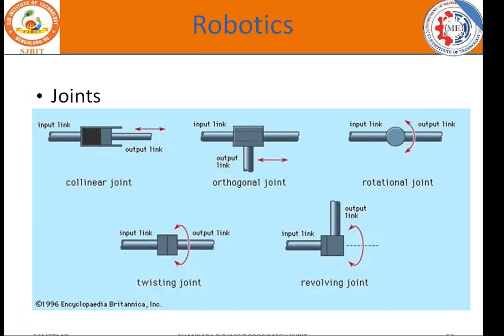The different types of joints of the robot are collinear joint, orthogonal joint, rotational joint, twisting joint, and revolving joint. A collinear joint means that in this horizontal direction, for the input given, the output will be there. An orthogonal joint means it will be able to move orthogonally. A rotational joint means that the output link will be able to move relative to the input link. A twisting joint means that the output link twists relative to the input link. A revolving joint means the input is at one end and the output revolves.